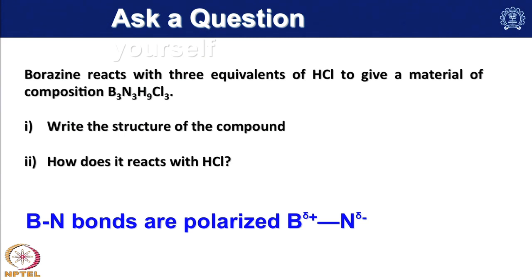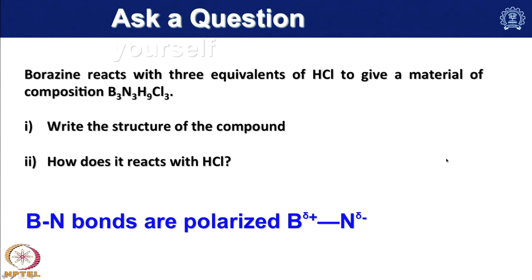And borazine reacts with 3 equivalents of HCl to give a material of composition B3N3H9Cl3. So, write the structure of the compound and how it reacts with HCl. You should remember in borazine, BN bonds are polarized, with boron carrying plus charge and nitrogen carrying negative charge, like I have shown here.